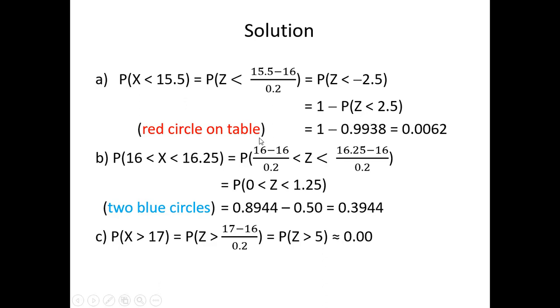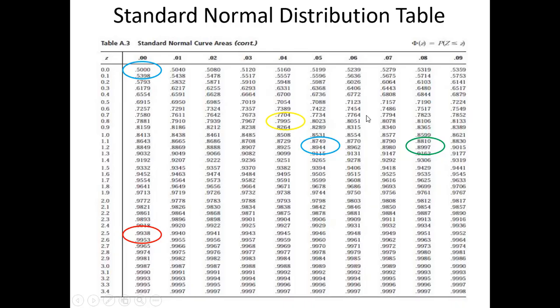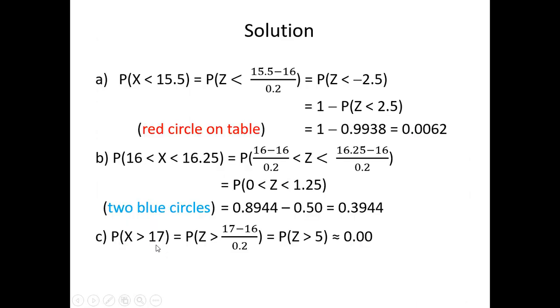Look up the probability Z is less than 2.5. Now I've indicated this using a red circle on a table that you'll see here. So that would be this one right here, 2.50. That probability is 0.9938. So that's where we get this number. But we have to subtract. We have 1 minus 0.9938. We get 0.0062.